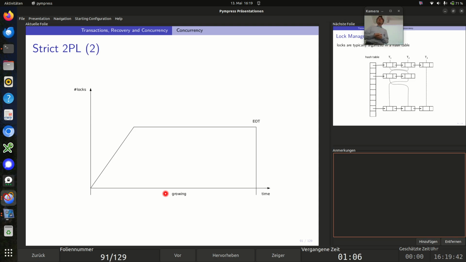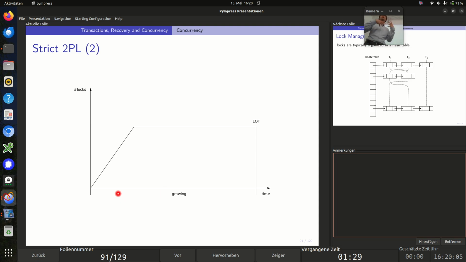Okay, so today we want to end up with the chapter on transactions, recovery, and concurrency. And today it's about how we can do it on the hardware side, like do all the locking to allow concurrency. Okay, so last time we talked about two-phase locking.